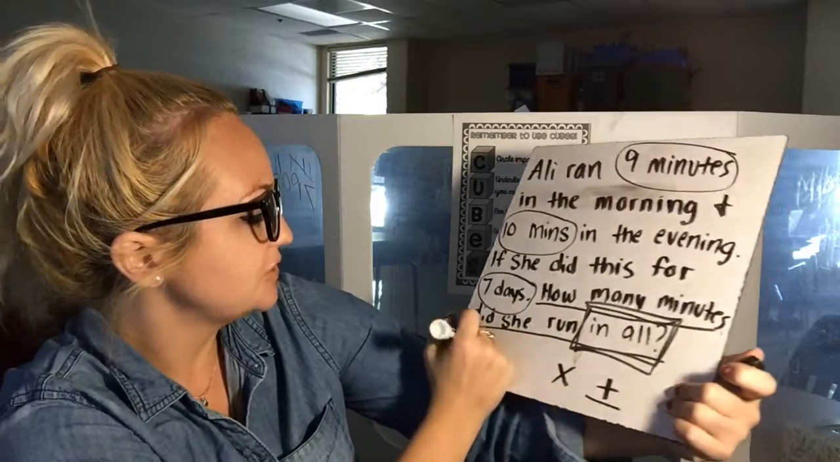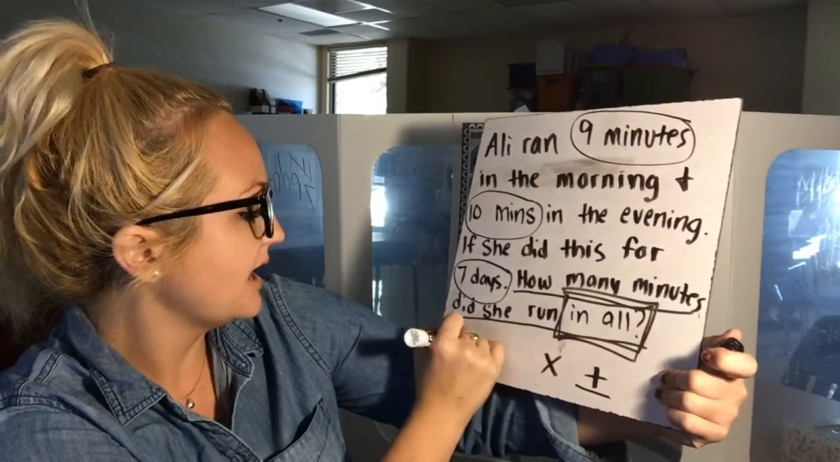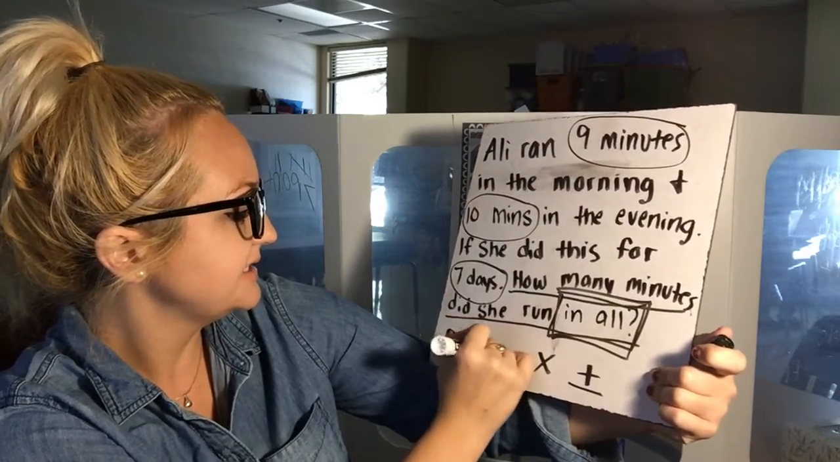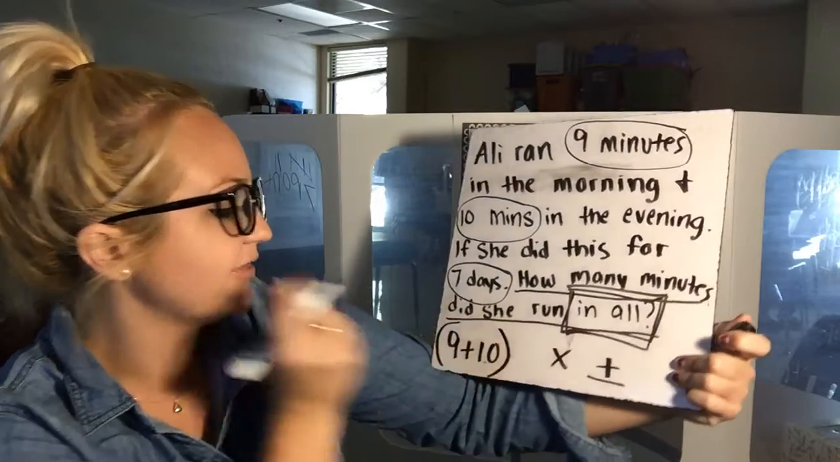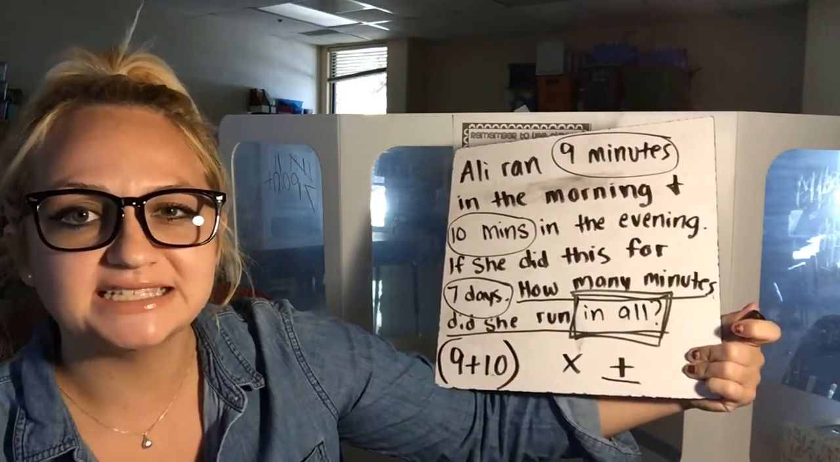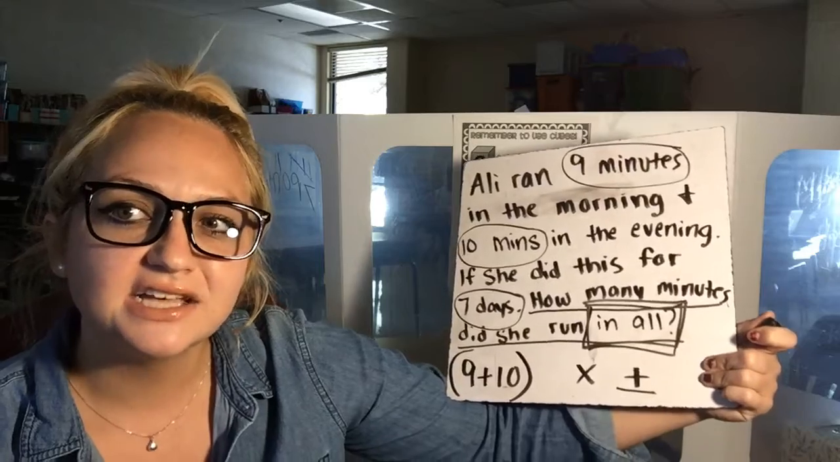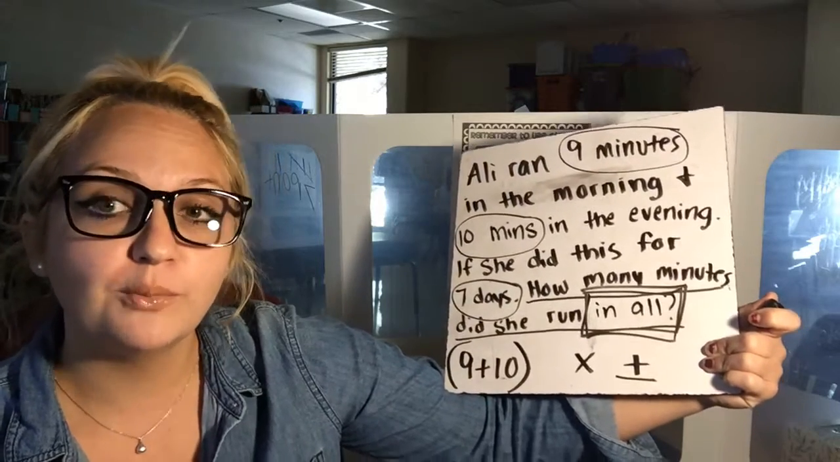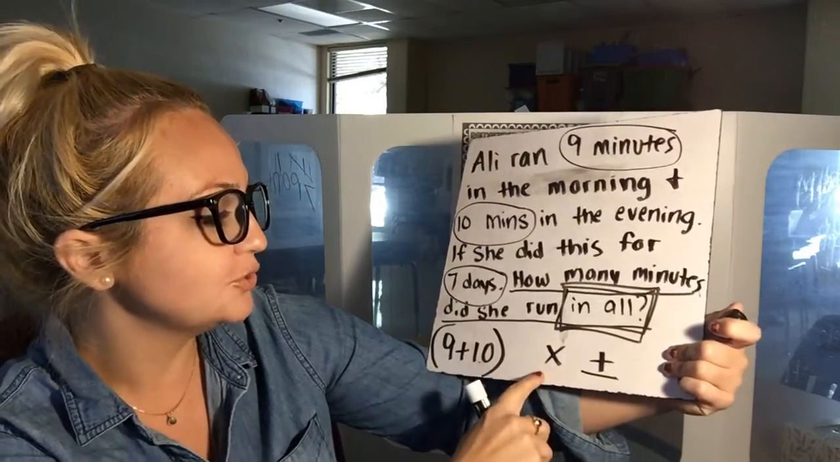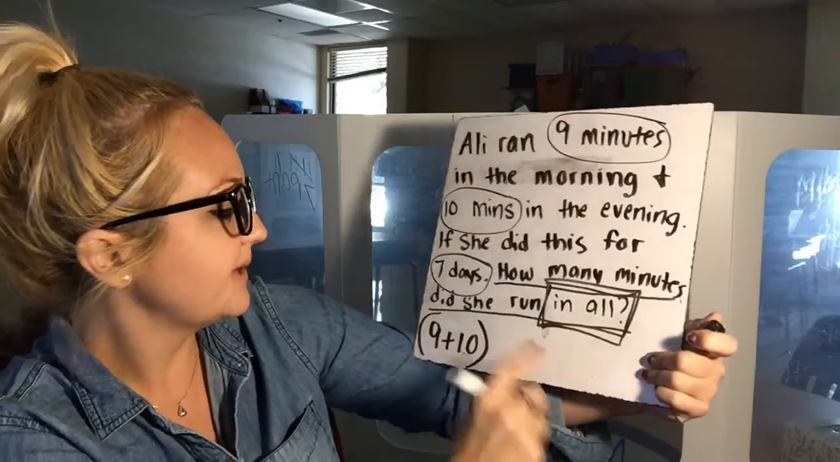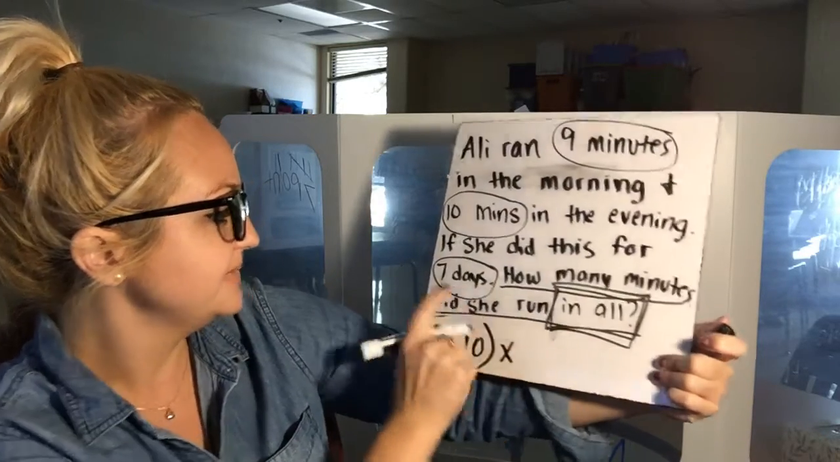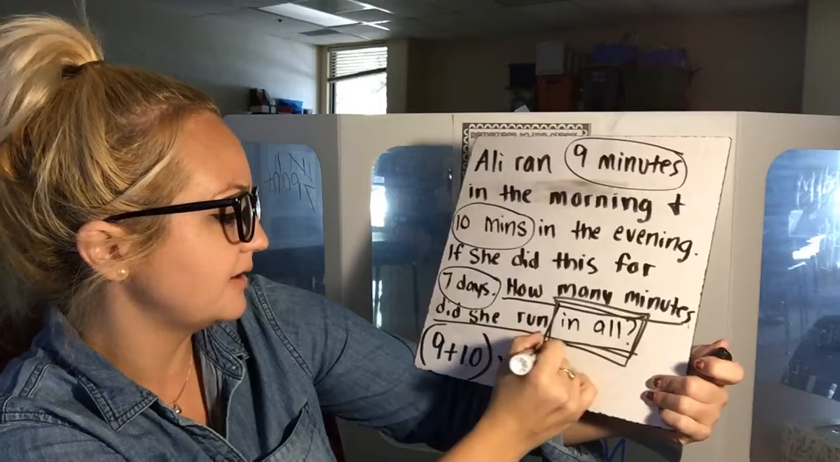So I'm going to put those two together. 9 and 10. These are together. Now the next part, it says for 7 days. So that's a different label. When my label is different, I'm going to multiply. So I'm going to add it on here. Times how many days? 7.